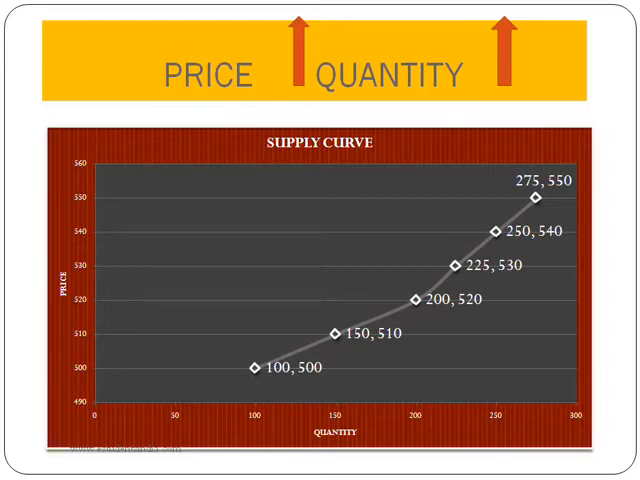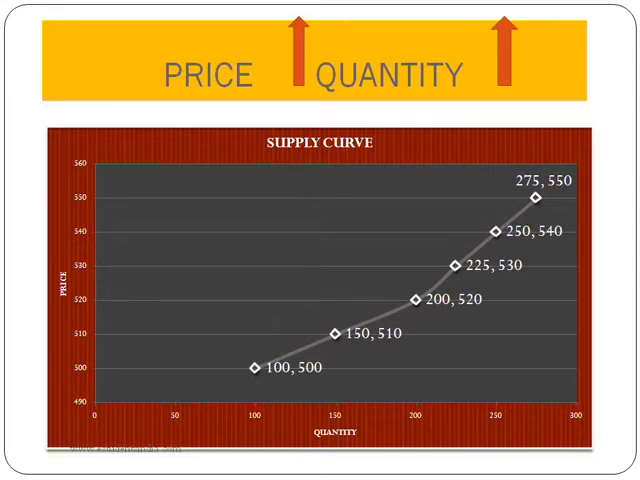Supply curve. Price along the y-axis, quantity along the x-axis. When the price is 500, quantity is 100. When the price is 510, quantity is 150. When the price is 520, quantity is 200.